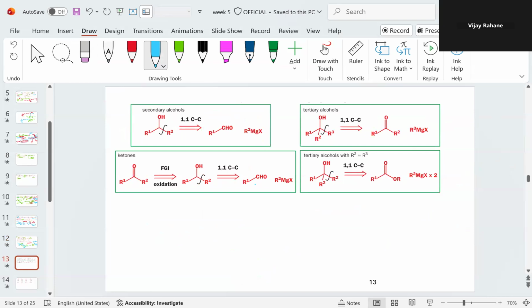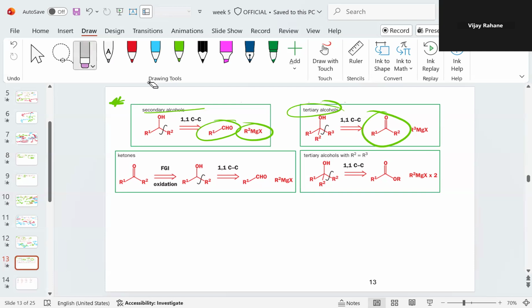Now we'll take some toolkits for our retrosynthesis. This is the secondary alcohol. So how is the secondary alcohol generally prepared? We have the aldehyde and the Grignard reagent, and we can get the secondary alcohol. But if you want the tertiary alcohol, you can do the Grignard addition reaction on this type of ketone.